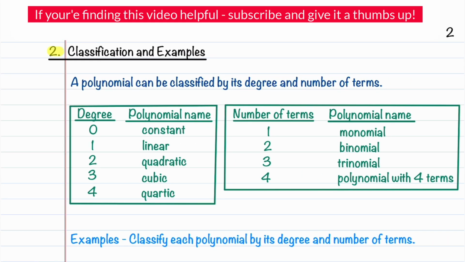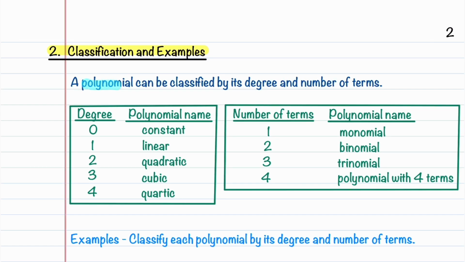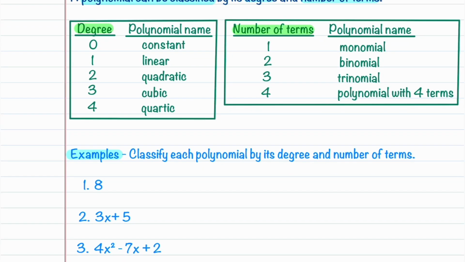We're now going to look at how to classify a polynomial. A polynomial can be classified by its degree and number of terms. To make this easier, I constructed two charts that we can use. The first chart has the degree of the polynomial listed and then the name that it's called. And then the second chart has the number of terms in the polynomial and its name. Let's now look at some examples. In each of these examples, we are going to be given a polynomial, and we're going to classify it by its degree and its number of terms.